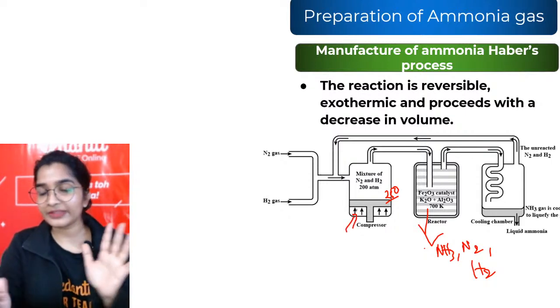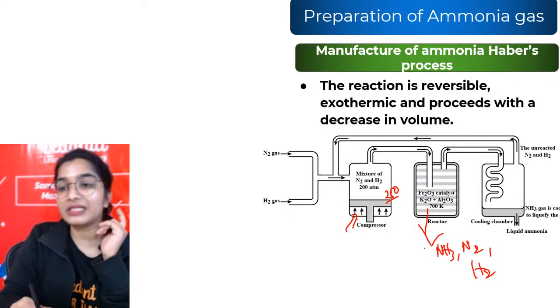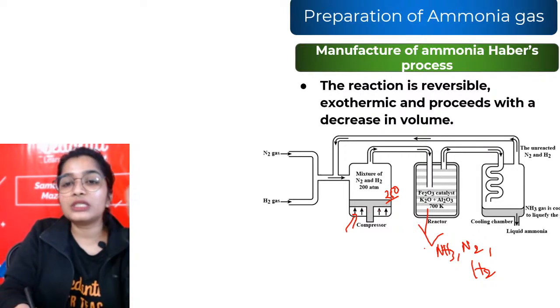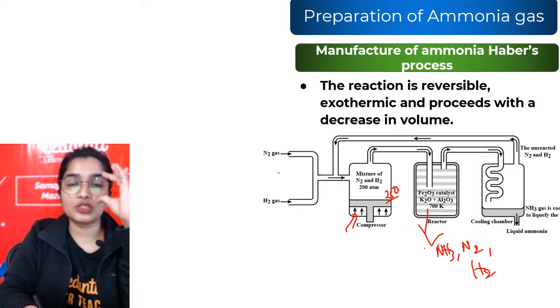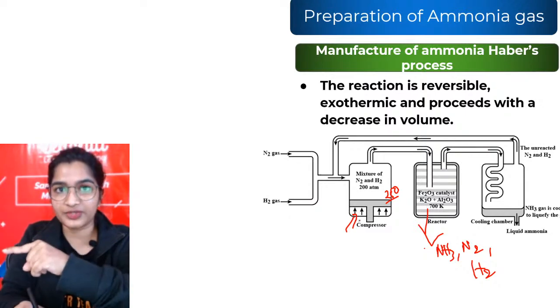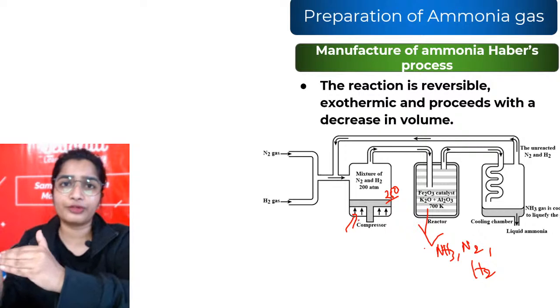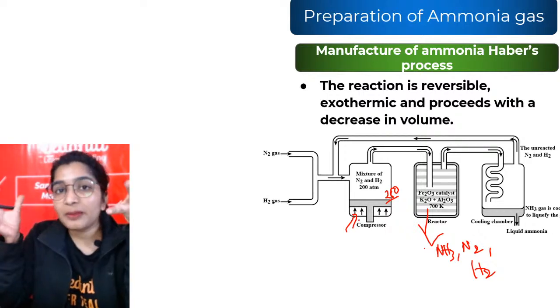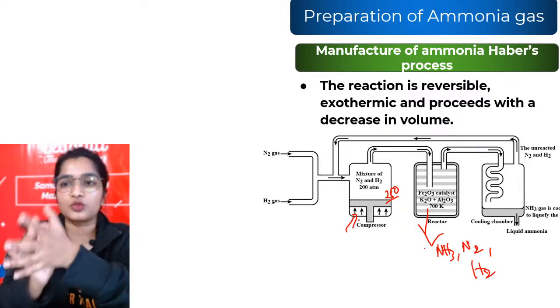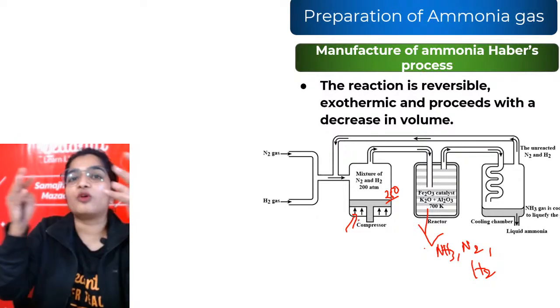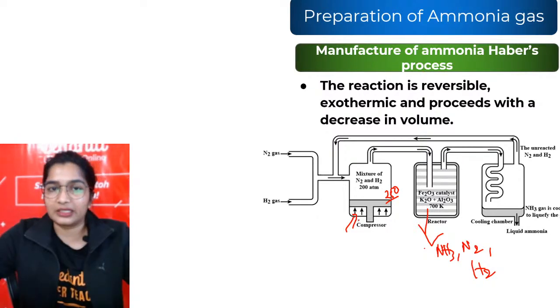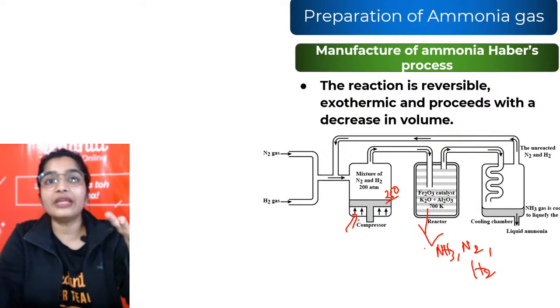Okay? So what is promoter and poison? I'll tell you. First let me explain it again. Nitrogen and hydrogen gas will be sent to the compressor chamber, where the pressure is almost 200 to 250 atmospheric pressure, where there will be mixing of the nitrogen and hydrogen. Because when the pressure increases, obviously the atoms will be brought together. They will start colliding, right? That's when the reaction happens.